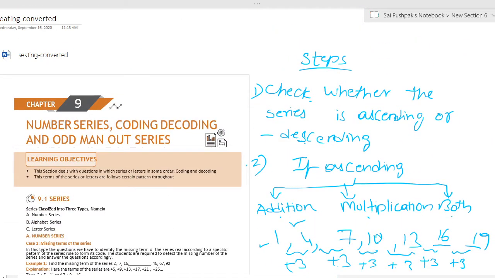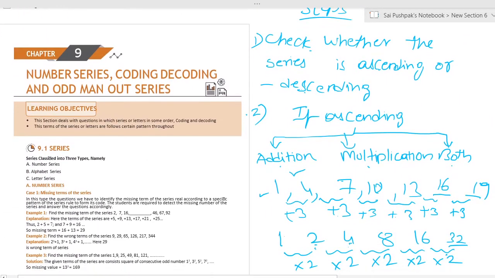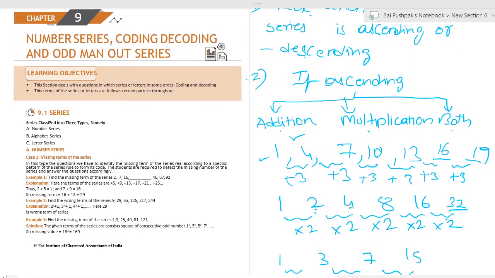So guys, to do this logical number series, first I'll explain how the number series will be given. If you see this example, here you can see 1, 4, 7, 10, 13, 16, 19. There's a constant increase of 3 here. 1 plus 3 is 4, 4 plus 3 is 7, 7 plus 3 is 10, 10 plus 3 is 13, and 13 plus 3 is 16, and 16 plus 3 is 19.